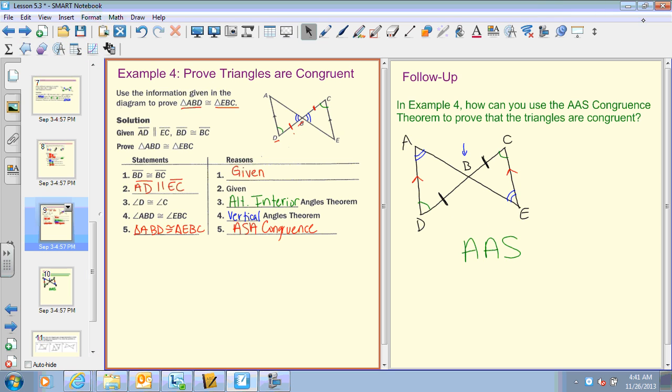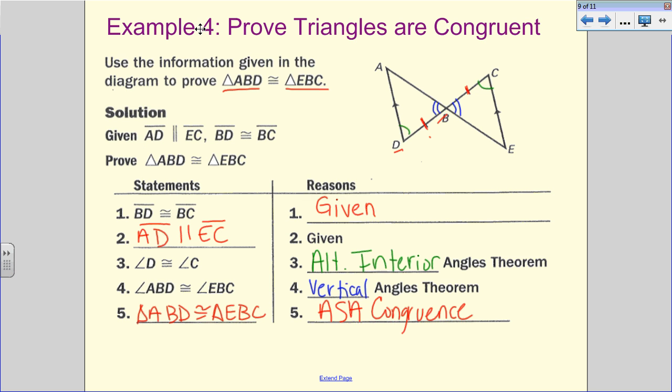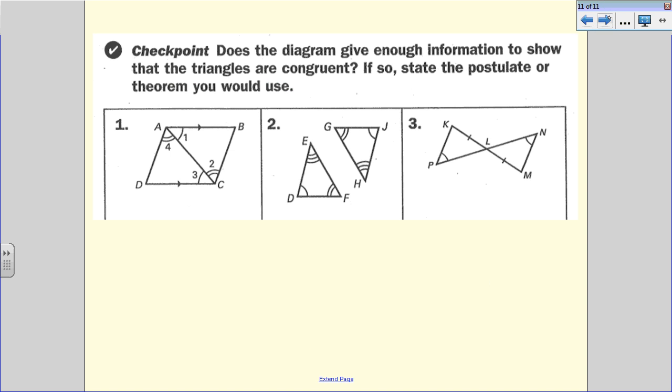All right, you guys have a checkpoint. I'm going to do number 1 with you. I'm going to have you guys do 2 and 3 on your own. So 2 and 3 are the on your own. All right, and these I'm going to check in class. Okay, so you need to do these on your own. I think you guys can handle this.